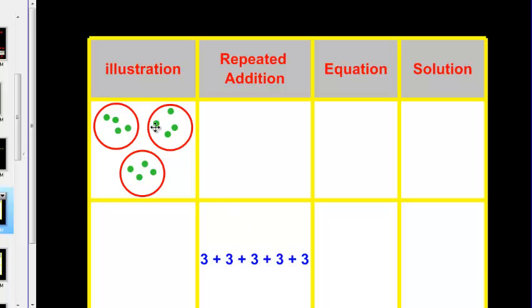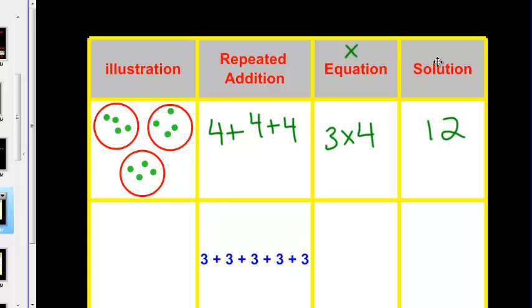If I look at this first example, I see 3 groups. I have 4 in this one, 4 in this one, and 4. So I'm going to write my repeated addition is 4 plus 4 plus 4. My multiplication equation is going to be 3 groups, because I have 3 circles. 3 groups of 4. 4 in each one, and my solution is going to be 12. That's my answer.